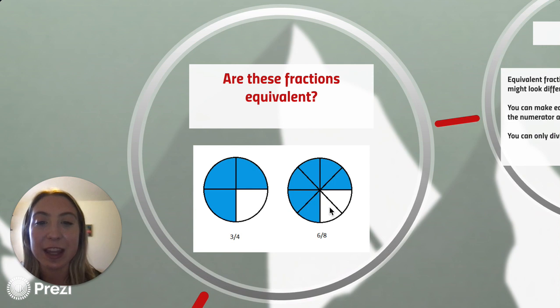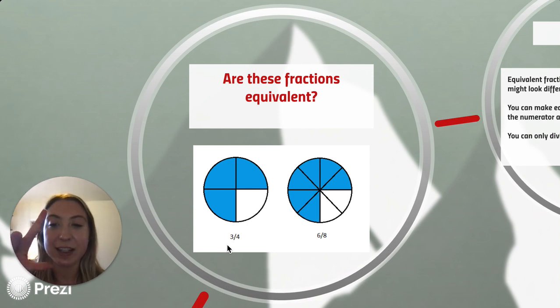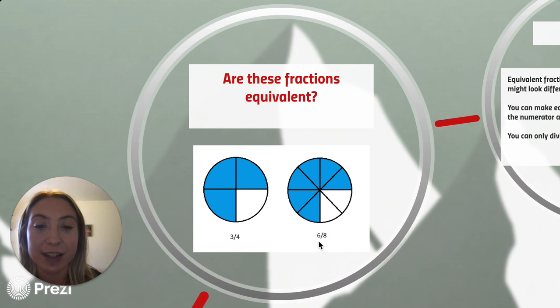So when we look at this, are these equivalent fractions? Is the same amount of space colored in? Well, yes, and we can see it by looking at it, but we can also double check by multiplying the top and bottom number by the same thing. So our numerator here is 3, our numerator here is 6. To get to 6, 3 times what gives us 6? We can skip count, 3, 6. 3 times 2 gives us 6.